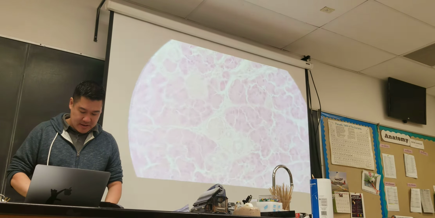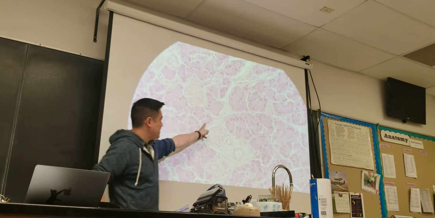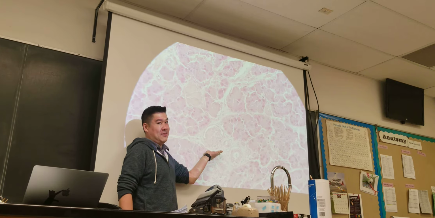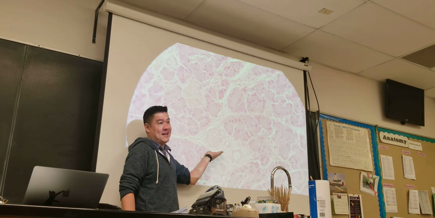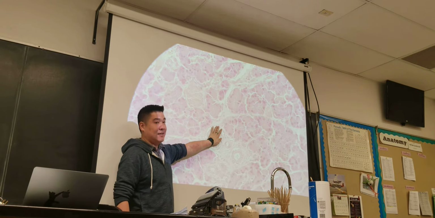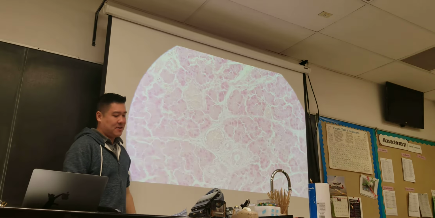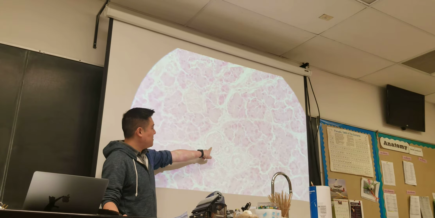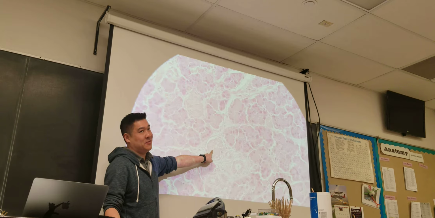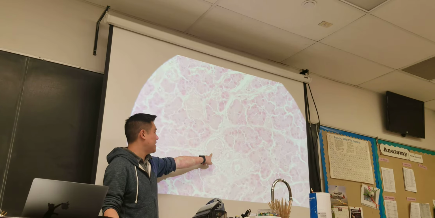Alright. What do we call these structures? Islets. Pancreatic islets, that's how you spell it. Those contain alpha and beta cells that produce glucagon or insulin.